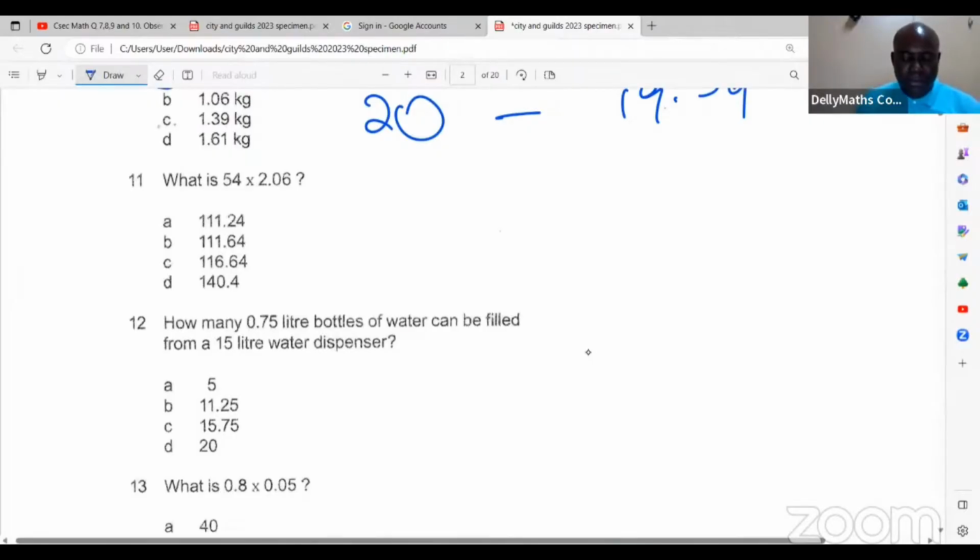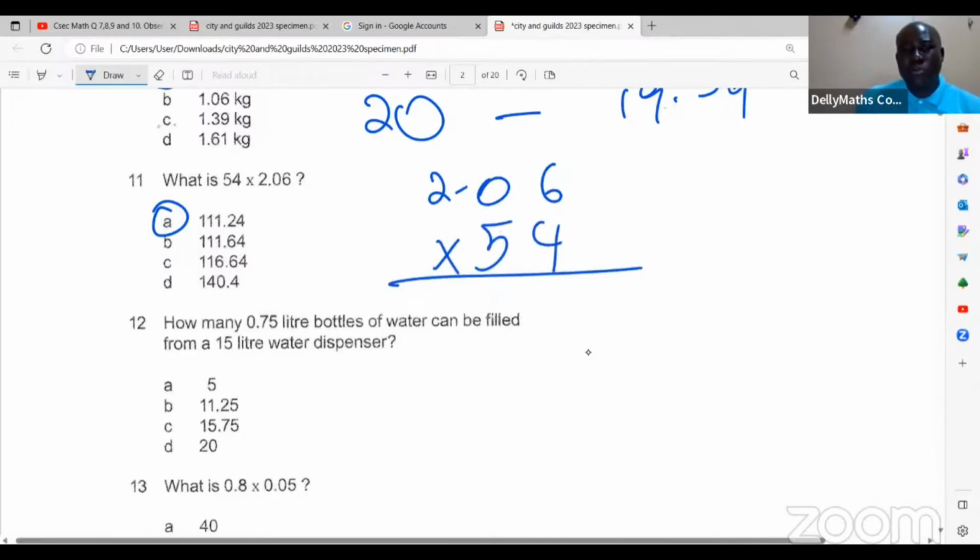Now we're multiplying 54 times 2.06. Definitely what you want to do is to carry out your regular multiplication. All right, and you know that your answer right now is going to be this one here. But you do regular multiplication, you multiply, and then remember that it's two decimal places that we are working with after you're done, right? So you're checking out that one.